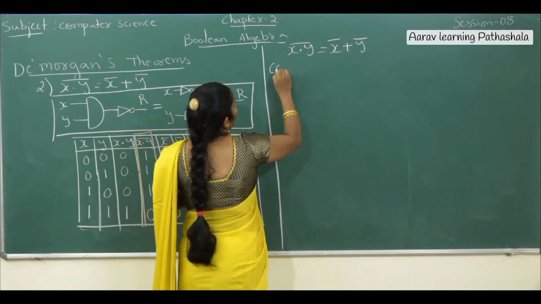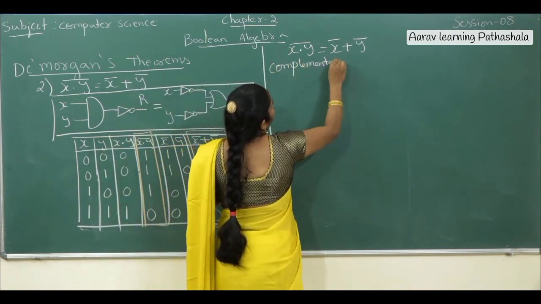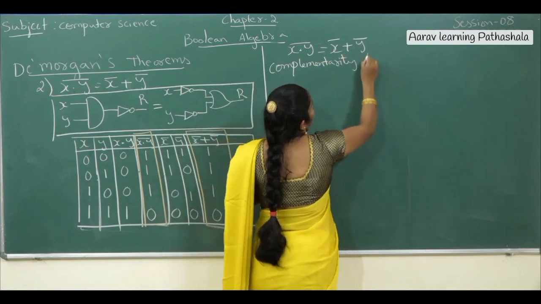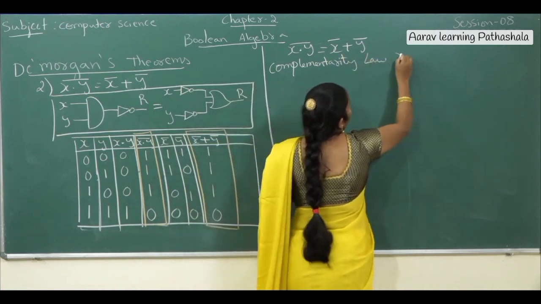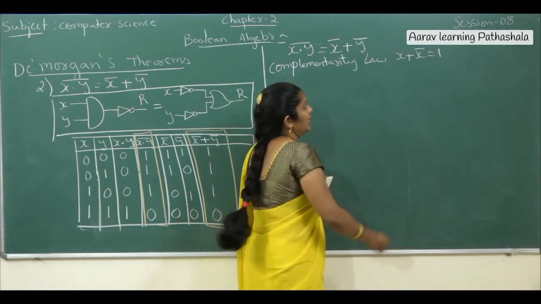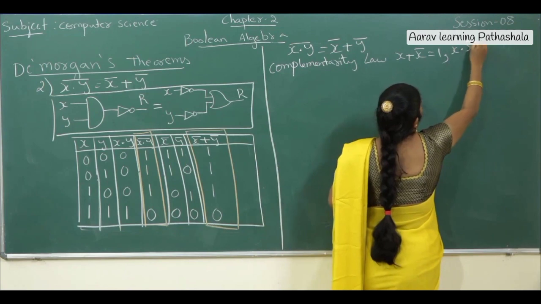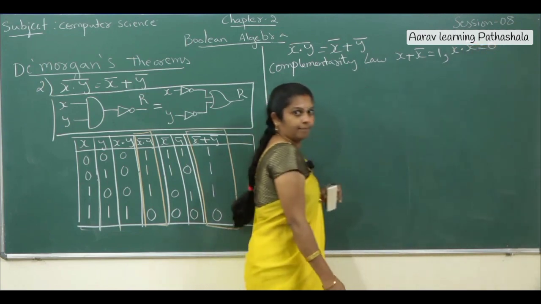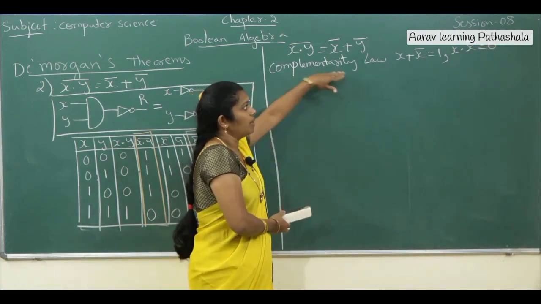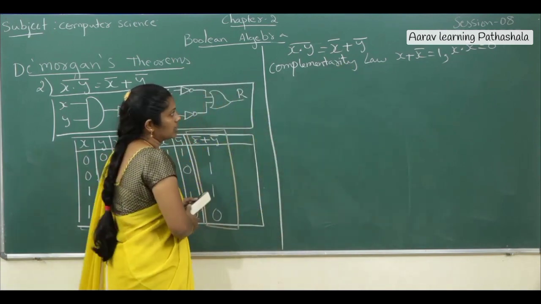Then we will take the complementarity law. What exactly does it state? That is x plus x bar equals 1, the first postulate, and the second one states that x into x bar equals 0. Now is it clear? These two are the complementarity law. By using these laws, we will prove De Morgan's concept.